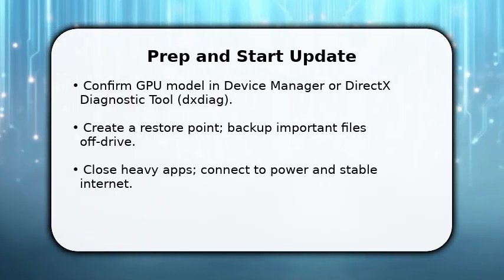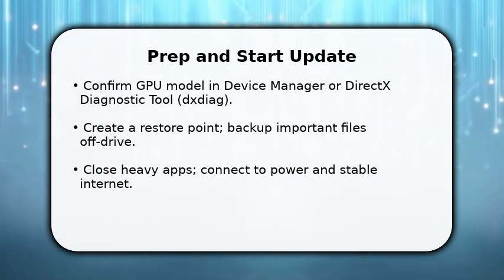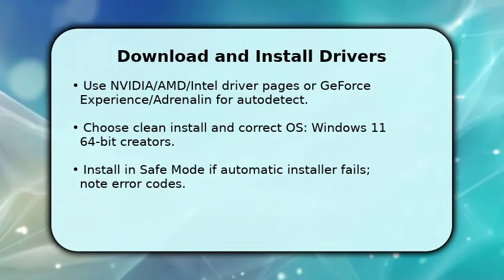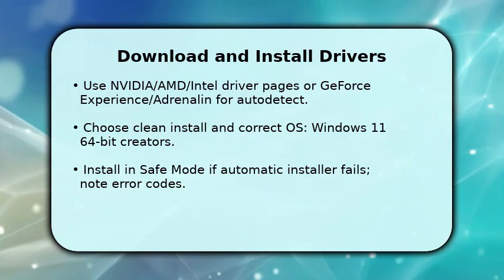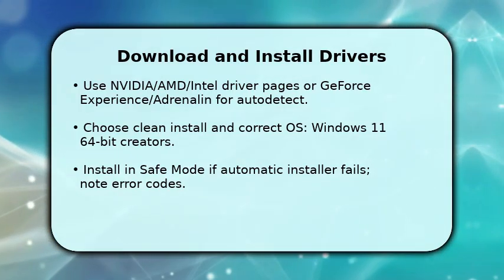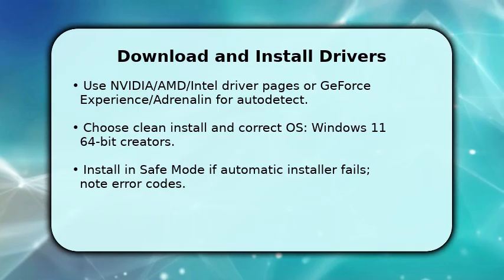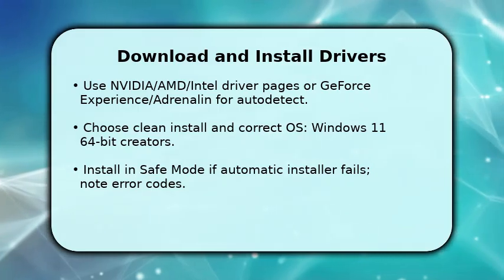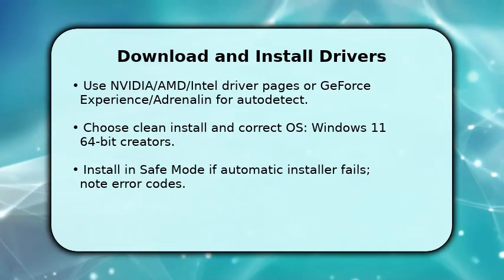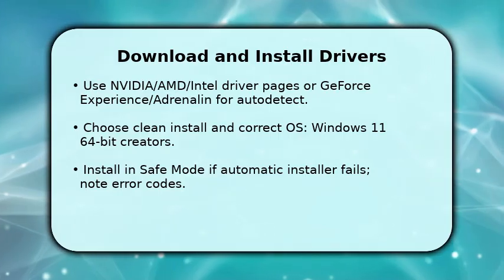Now you're ready to fetch and prepare the correct driver package. You should go to the vendor utility or official driver page and download the Windows 11 x64 package that matches your GPU. If available, use GeForce Experience or Radeon Adrenalin for an automated detect and optimized install. Otherwise, choose the full package and tick Clean Install to remove old remnants. Run the installer as administrator and follow prompts. If the standard installer fails, reboot into safe mode and run the installer there, which often bypasses the problem.